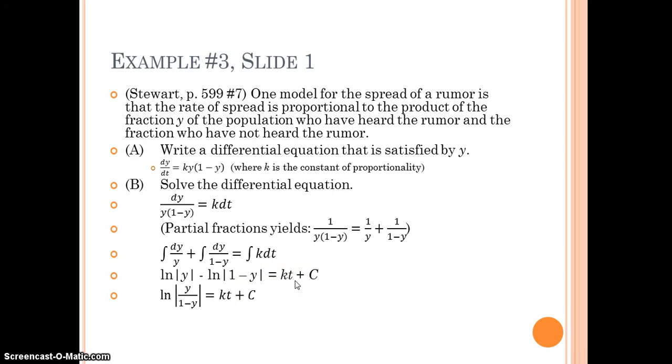Combined, just like on example 1, using our log laws, we're going to raise each side to the e power, and we're going to get e to the negative kt, and M is going to represent plus or minus e to the c. And when we go through and we solve, we get y is equal to 1 over 1 plus M e to the negative kt. I believe I've got a little mistake there. This should be a positive kt right here. Sorry about that.